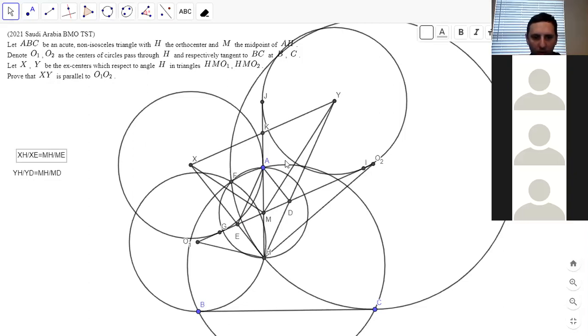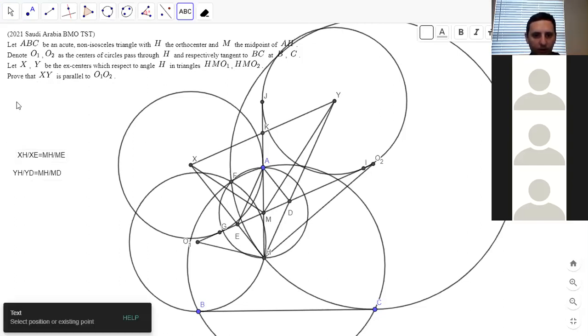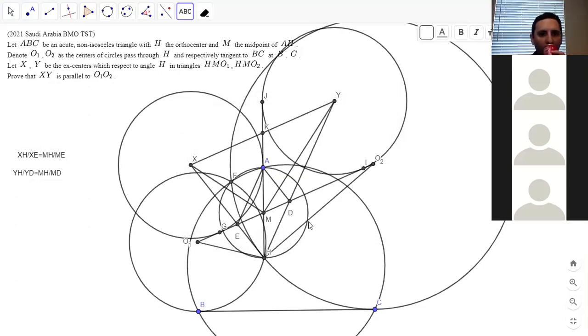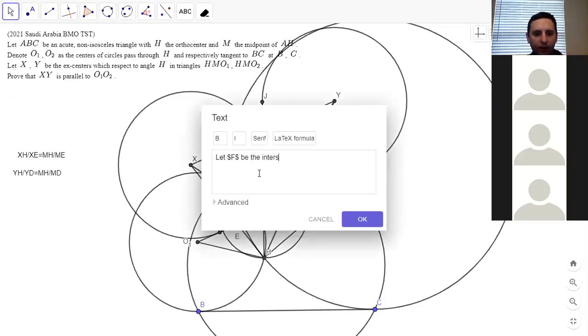So let the angle bisector of AHO1. Maybe you should first write the concurrency part of the proof. But I think what Khan was saying is that we don't need to know that AB concurs with these other points. No, I meant the point F. Oh, the point F. Yeah, you're right. Let F be the intersection of the circle ABC and the circle with diameter AH.